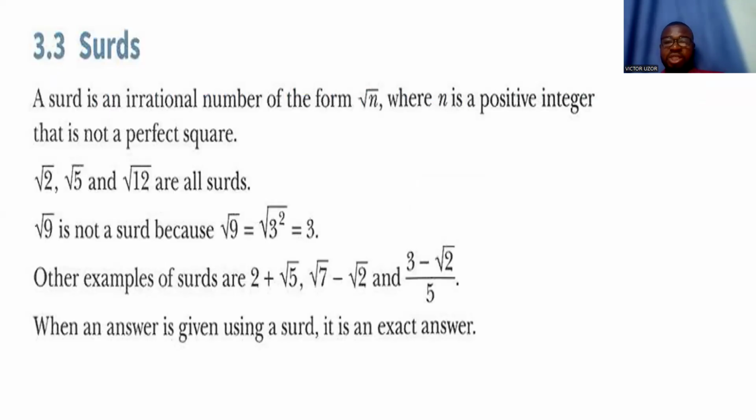Now, what is a surd? A surd is an irrational number of the form n-th root of a number, where n is a positive integer, and the number is not a perfect square. That means square root of 2, square root of 5, square root of 12. The ones you can find the square root of and it gives you a whole number are not known as surds.